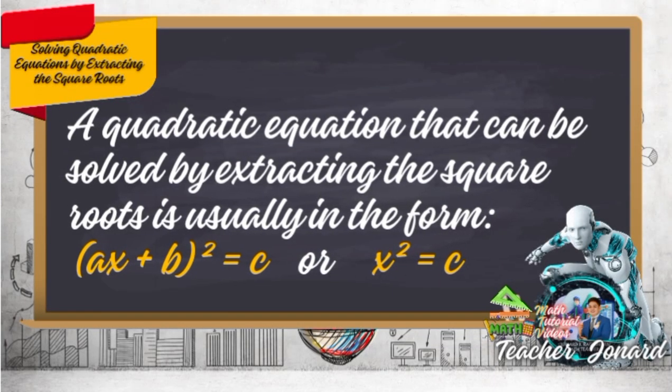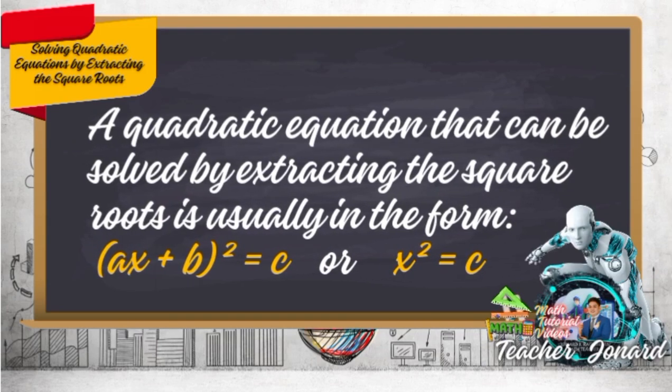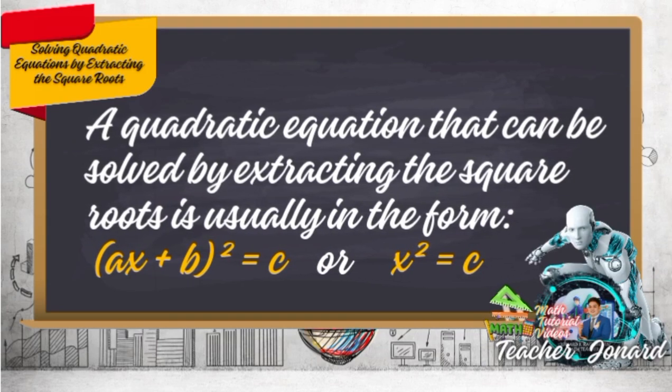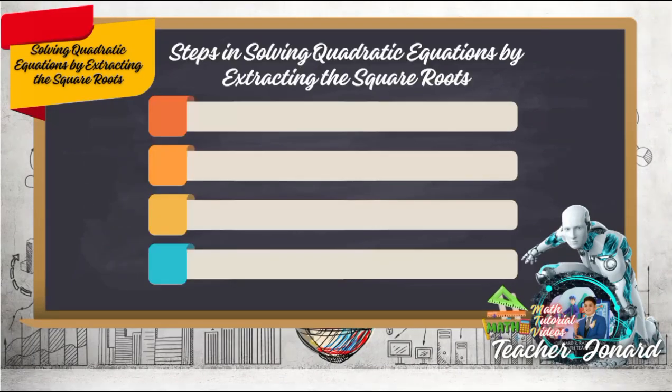A quadratic equation that can be solved by extracting the square roots is usually in the form (ax + b)² = c or x² = c. Steps in solving quadratic equations by extracting the square roots.